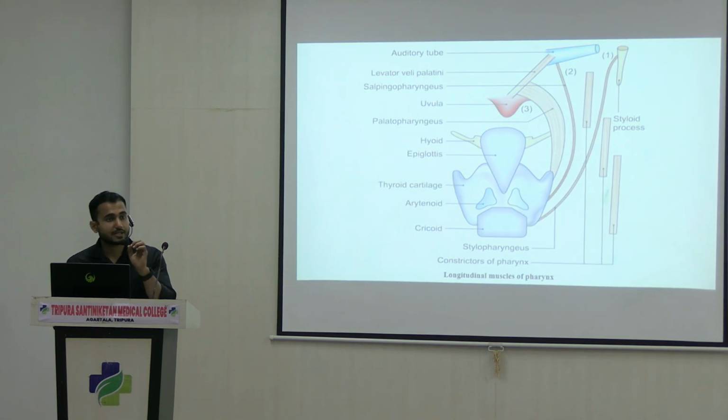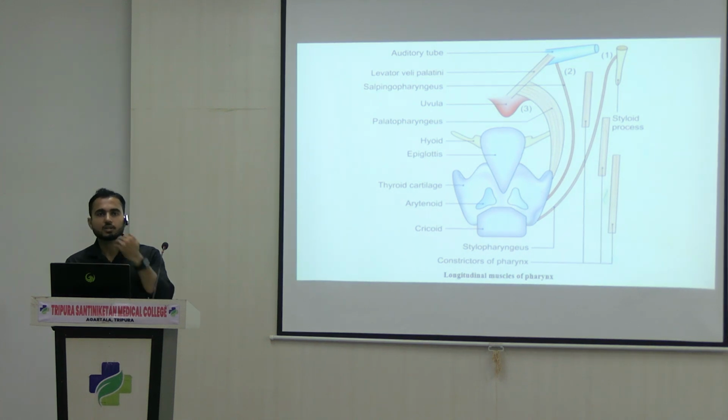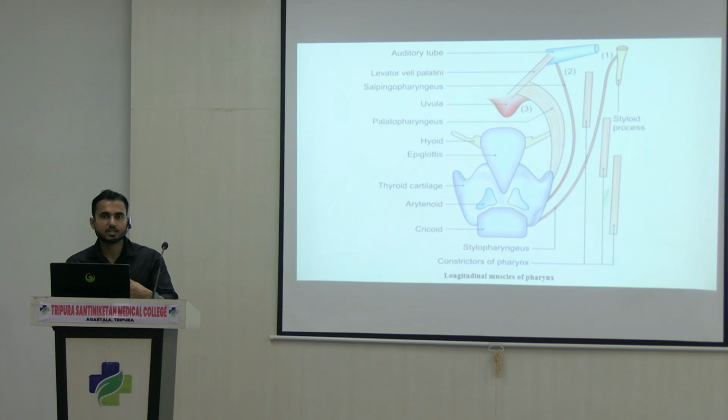See, the action of the constrictor muscle: it helps in deglutition, or swallowing. So the main function of the constrictor muscles is that whatever you swallow, during the swallowing it helps. It will constrict, and this constriction and relaxation will act as a peristaltic movement which will push the bolus towards the esophagus. That is the main function of the constrictor muscles.